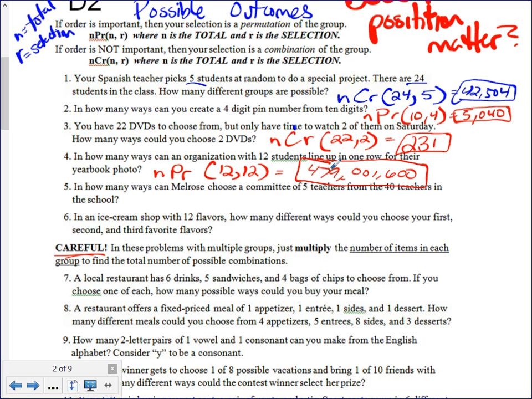Permutation, the position matters. In a permutation, the position matters.